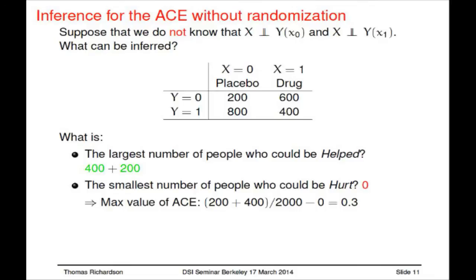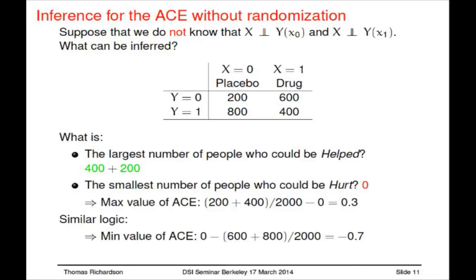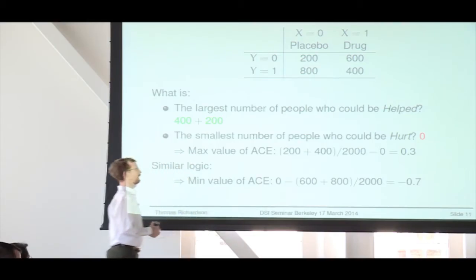So this is looking at the data and trying to work out what scenario is compatible with the largest value of the average causal effect. Similar logic, now attacking the drug company. If we're trying to find the minimum value of the average causal effect, we're just going to turn it around and claim that there's absolutely nobody who is of type helped.